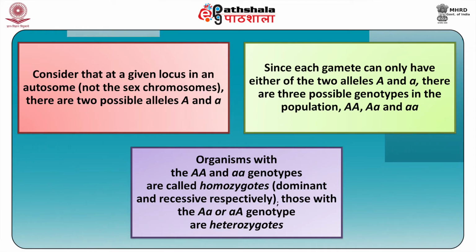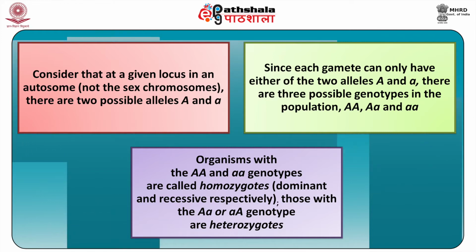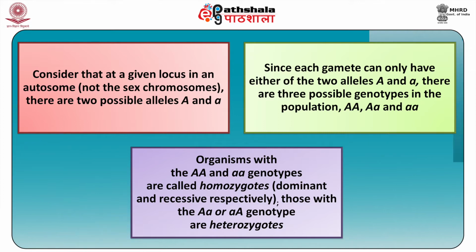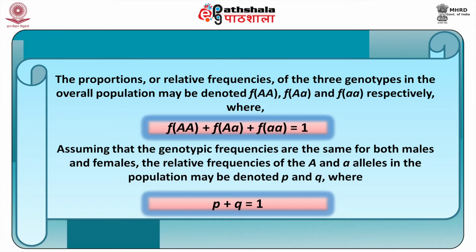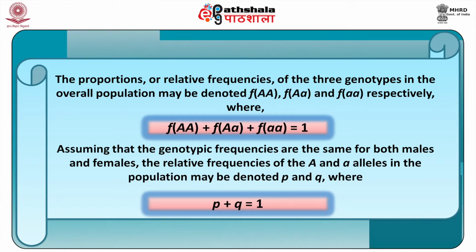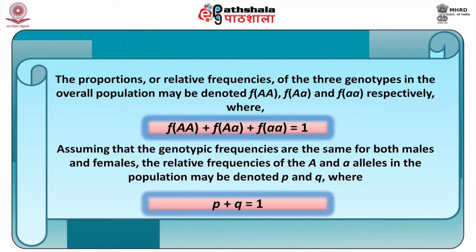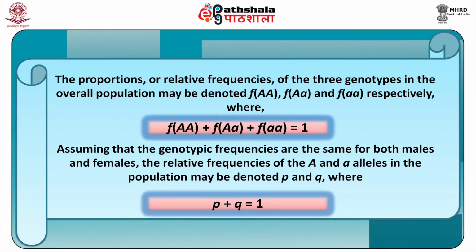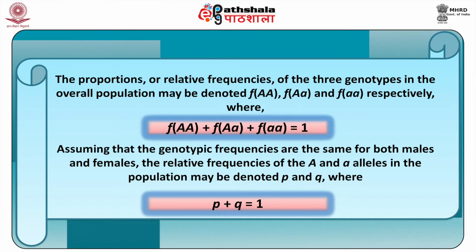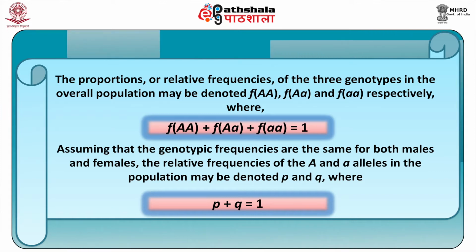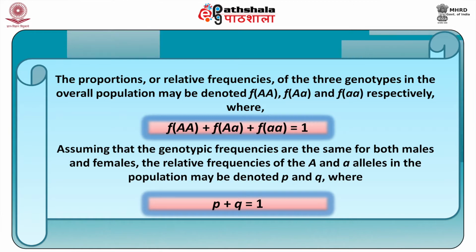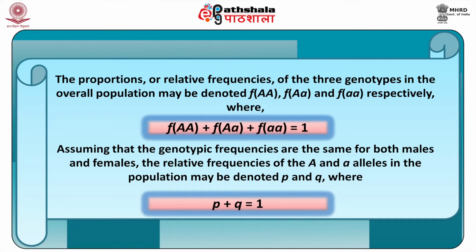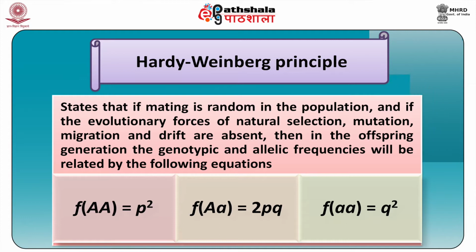Organisms with homozygous dominant AA and homozygous recessive aa genotypes are called homozygotes. Those with heterozygous Aa genotypes are heterozygotes. The proportions or relative frequencies of the 3 genotypes in the overall population may be denoted F(AA), F(Aa) and F(aa) respectively, where F(AA) plus F(Aa) plus F(aa) is equal to 1. Assuming that the genotypic frequencies are the same for both males and females, the relative frequencies of dominant A and recessive a alleles in the population may be denoted p and q, where p plus q is equal to 1.